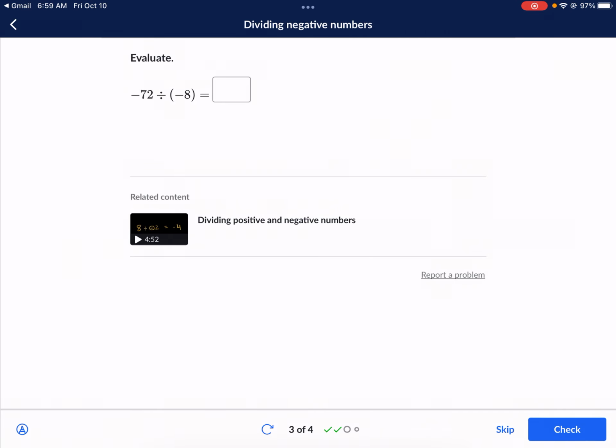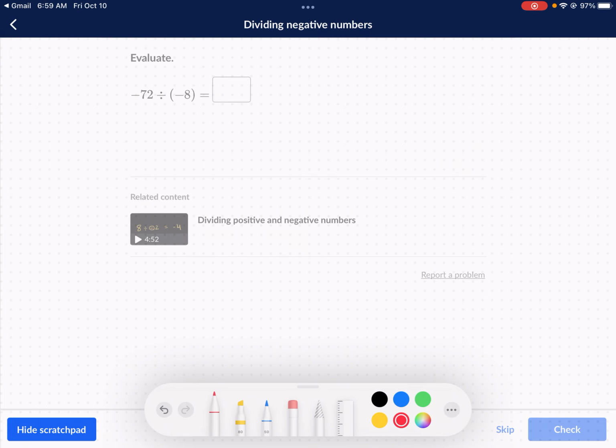Here we go. So in this case, I already know the sign. Sometimes it's good to take care of the sign first. What is the sign going to be? Well, that's when we apply our positive or negative rules. In this case, we have a negative divided by a negative. It's like a negative being taken away. Take away the negative, it's going to be a positive answer.